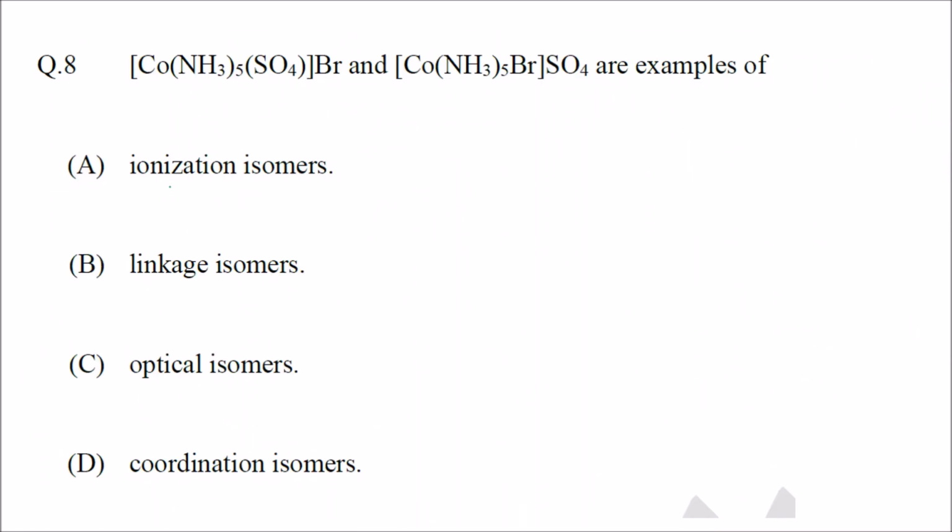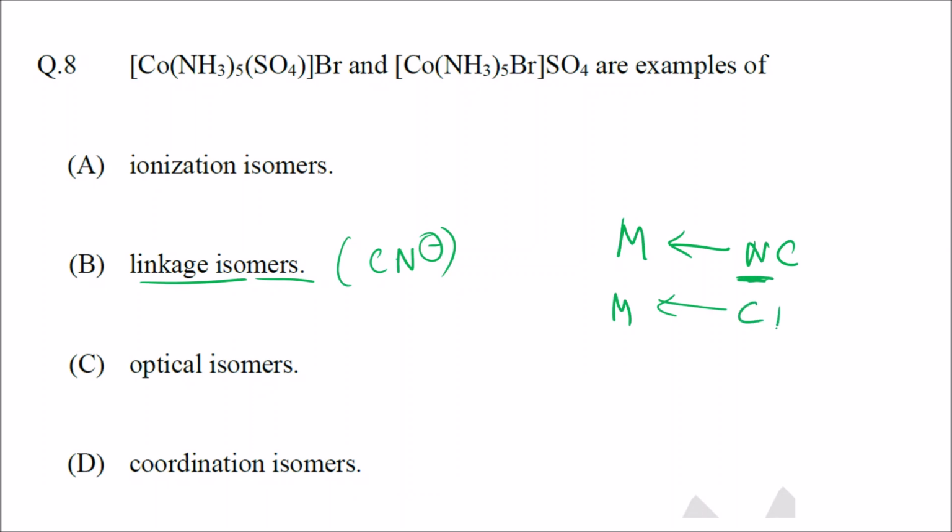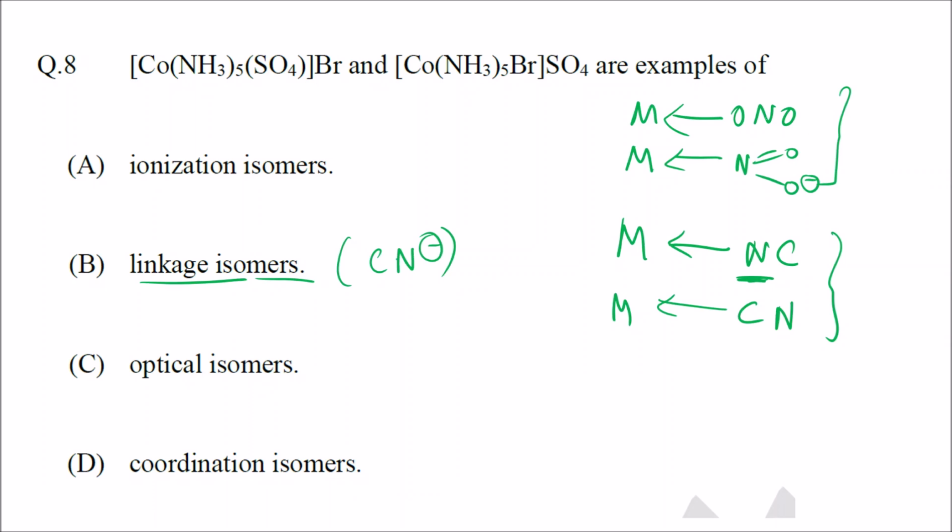Now here you can see, are these linkage isomers? Linkage isomer means something like cyanide, where the linkage to the metal can be changed. Either the donation can be through nitrogen or it can be through carbon. Cyanide is one example. Another example is the nitro group, ONO: donation through oxygen or donation through nitrogen, like this. Same ligand, there are two donor atoms, but at one time only one can donate and that atom is different. So that is nothing but called linkage isomerism.